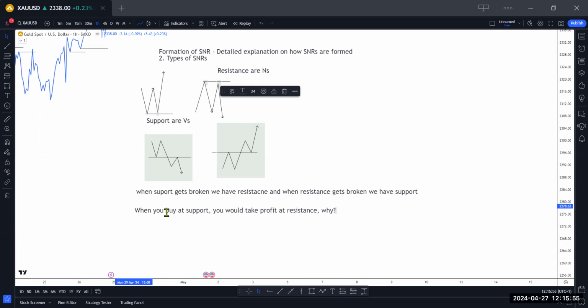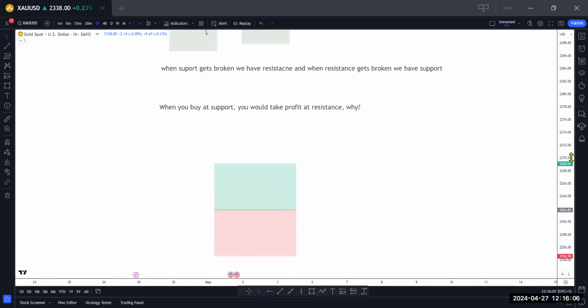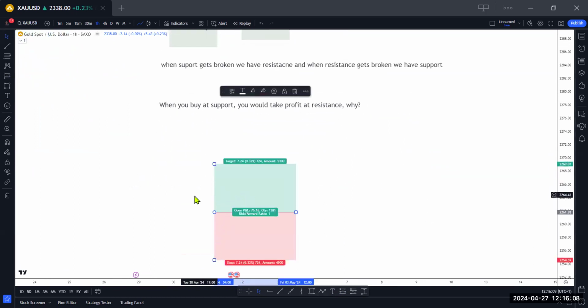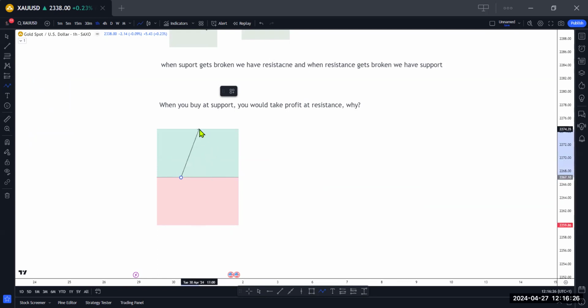Why? When you buy at support level, you're going to take your profits from a resistance level. Because the idea, so this is a buy entry, for example. If you enter this buy trade somewhere around here, the only way you can exit this trade is either when your stop loss gets triggered or when your take profit gets triggered.